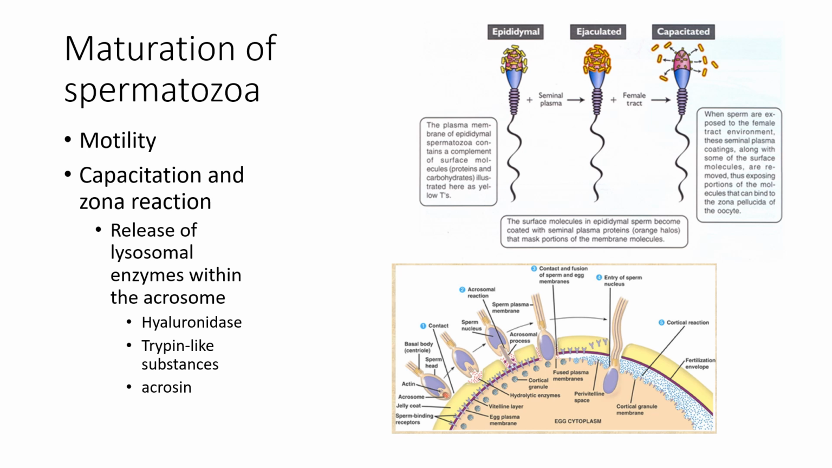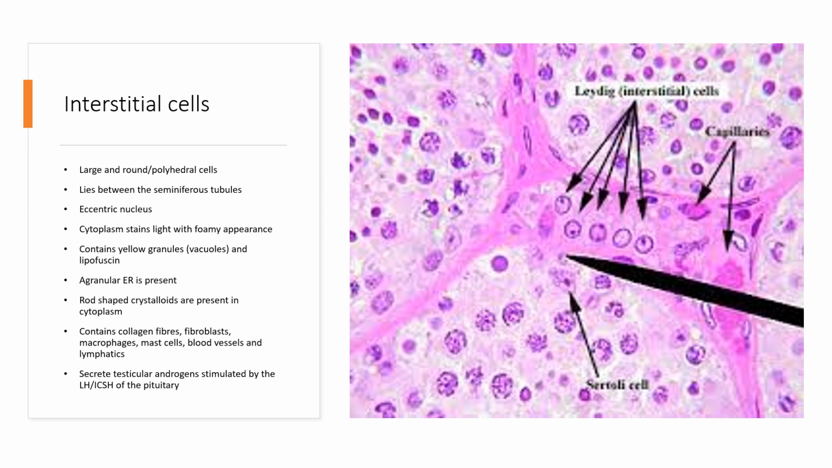They move beyond that because there are also microvilli present in the uterine pathway that enable them to move faster. They actually move faster than their normal motility to reach the egg as well. So all of these make up the motility and cause capacitation and the zona reaction seen in the growth of spermatozoa. Now we look at the last thing, the interstitial cells.